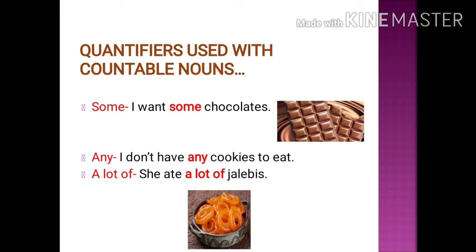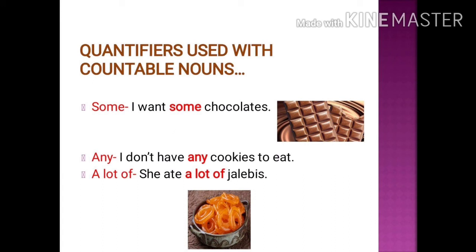Any. I don't have any cookies to eat. Like some, any also denotes quantity. The quantifier any should be used in a negative sentence or in a question. See, I am saying I don't have. Don't is a negative verb. I don't have any cookies to eat. Likewise, I can use it in a question also. Do you have any cookies to eat?